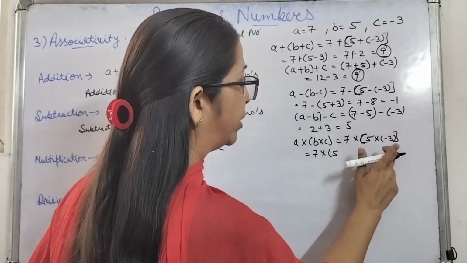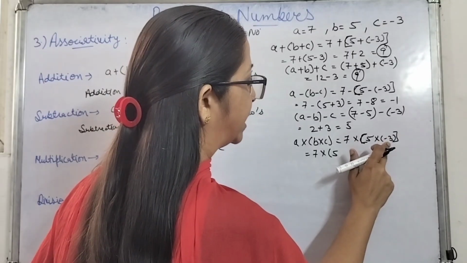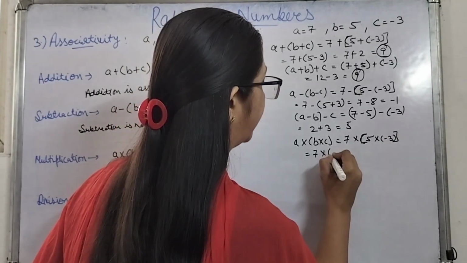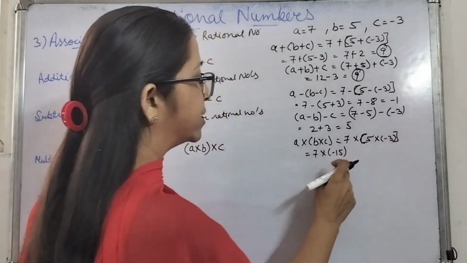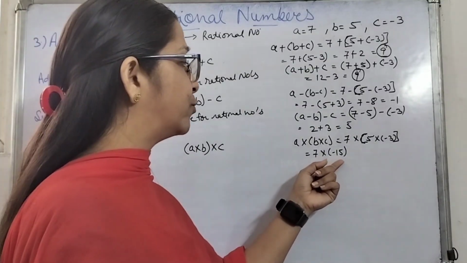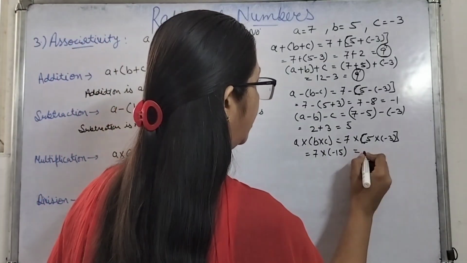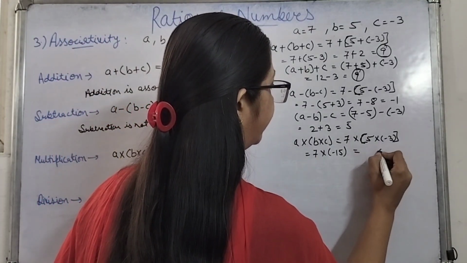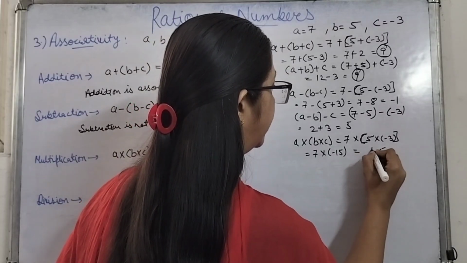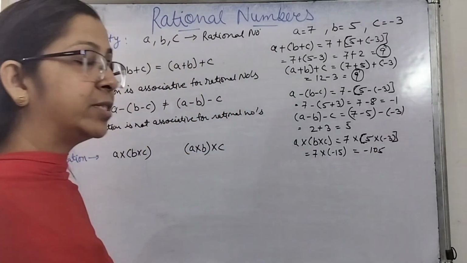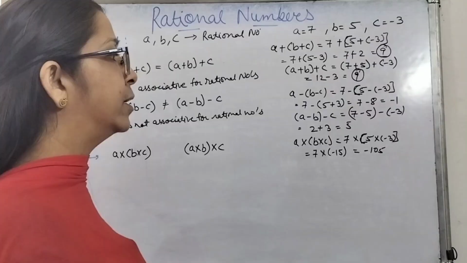5 3s are 15, and that too it is minus of 15. So we will be writing minus of 15. Then 5 7s are 35, carry over 3, 7 1s are 7, minus of 105 is the product of these three rational numbers.